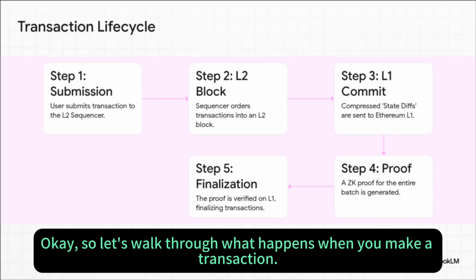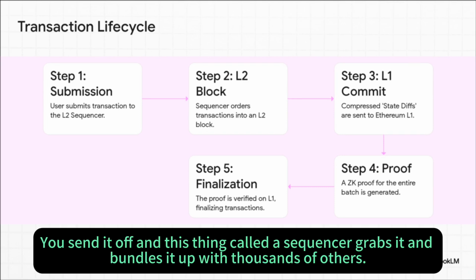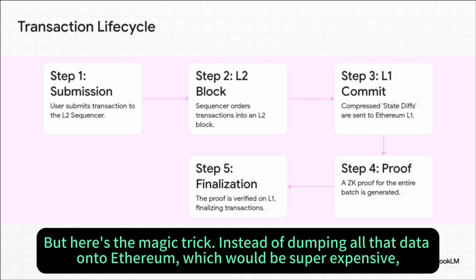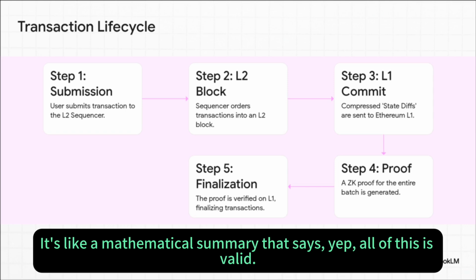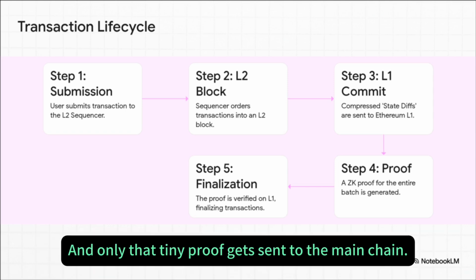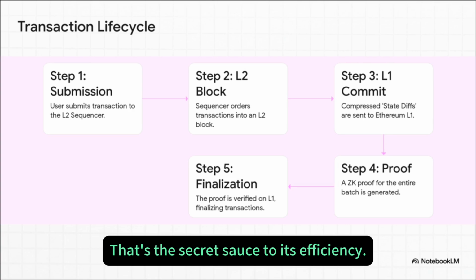Okay, so let's walk through what happens when you make a transaction. You send it off, and this thing called a sequencer grabs it and bundles it up with thousands of others. But here's the magic trick. Instead of dumping all that data onto Ethereum, which would be super expensive, it just creates one single, tiny cryptographic proof. It's like a mathematical summary that says, yep, all of this is valid. And only that tiny proof gets sent to the main chain. That's the secret sauce to its efficiency.